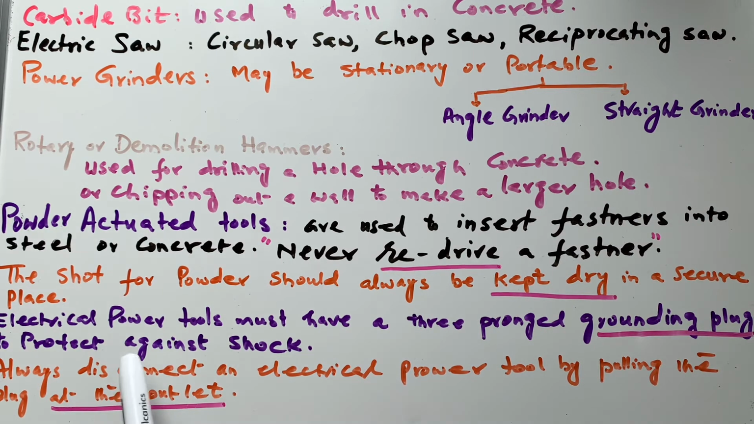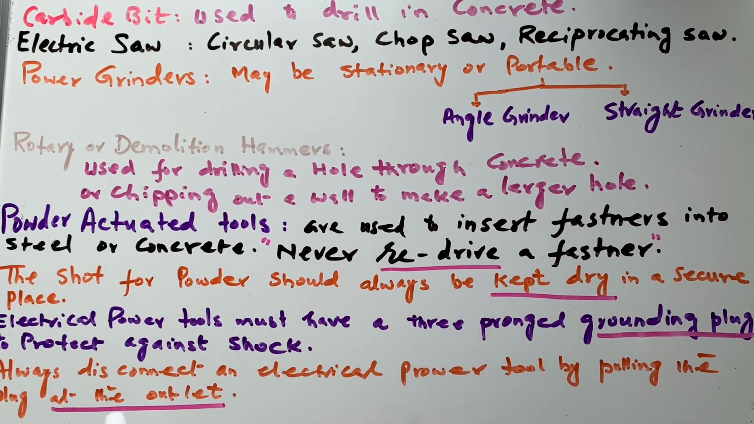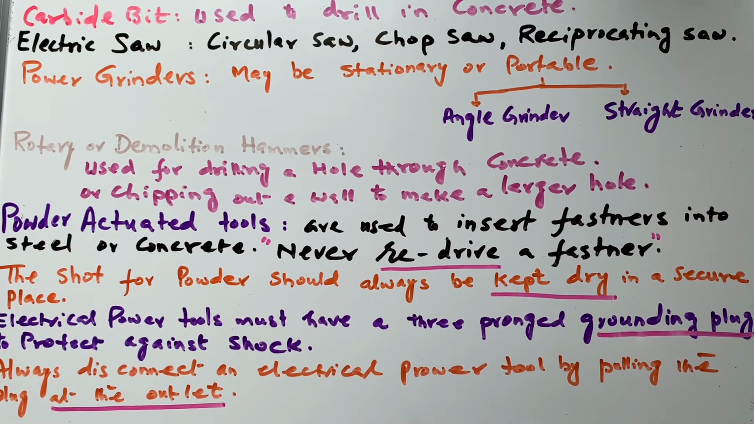Electrical power tools must have a 3-pronged grounding plug to protect against shock. Always disconnect an electrical power tool by pulling the plug at the outlet. Don't unplug it by pulling the wire, right? You have to go to the receptacle, the outlet where the plug is in, and then pull out the plug. Many small things which you already know, but I will revise them here.